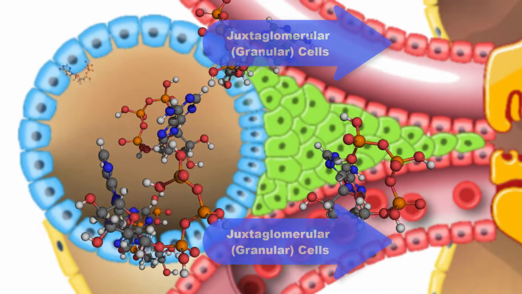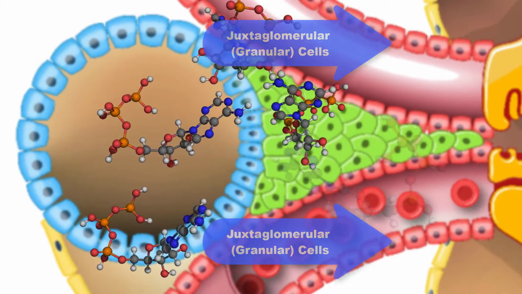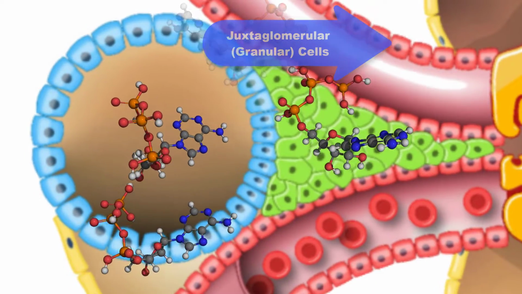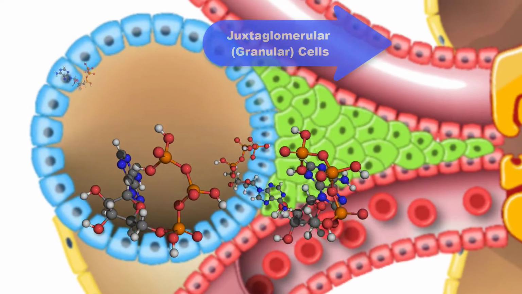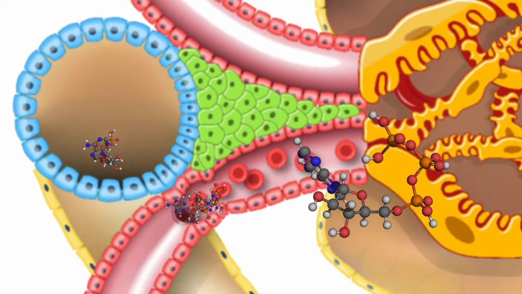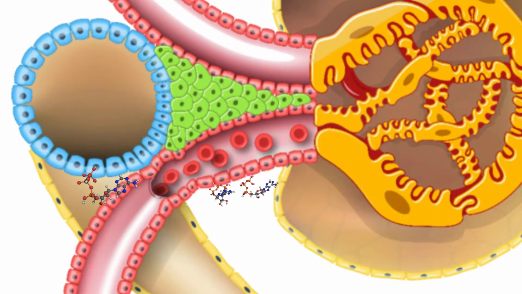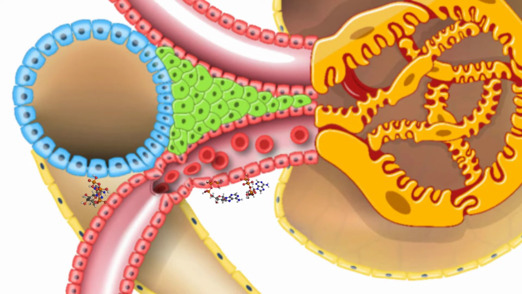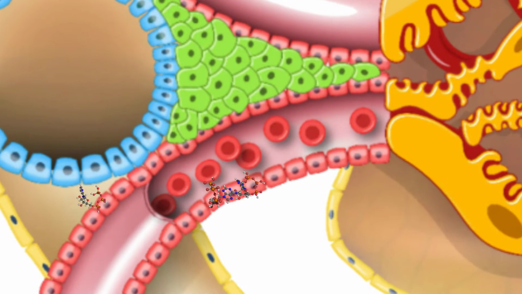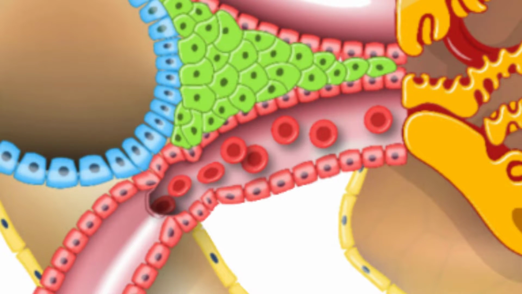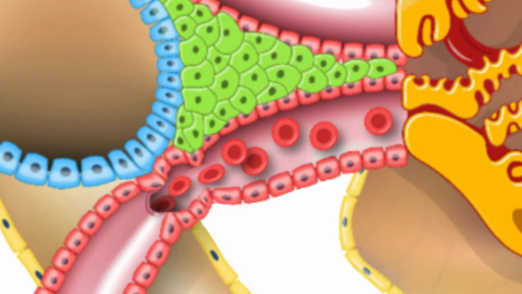These are modified smooth muscle cells wrapped around the afferent arteriole and, to a lesser extent, the efferent arteriole. They respond to a rising adenosine level by constricting the afferent arteriole. This reduces blood flow into the glomerulus, thereby reducing the glomerular filtration rate and completing a negative feedback loop.